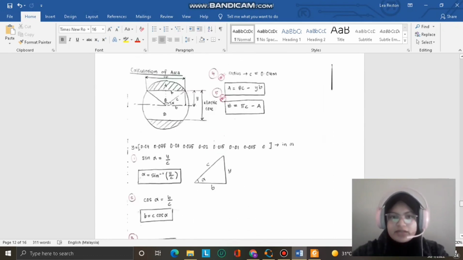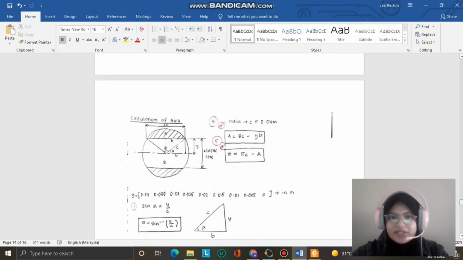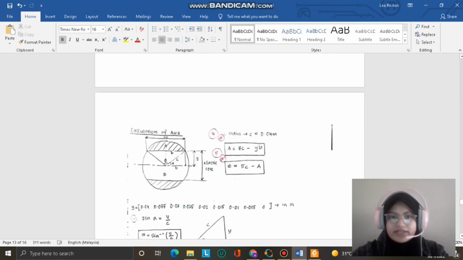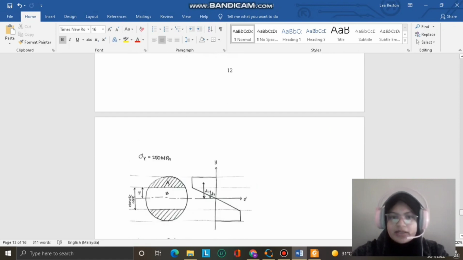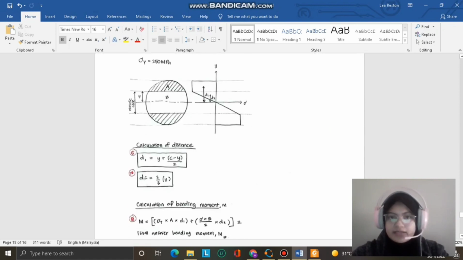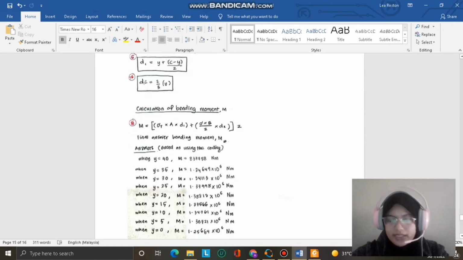Firstly, I want to find the calculation of area. To find the area, I use trigonometric functions, using the right angle triangle. As you can see here, I use the right angle triangle to find the values, so I can substitute them in the formula that I created to find my area. After finding my area, I calculate my distance, which is the distance from the neutral axis to the center of the yielded area in the stress distribution diagram, and also the triangle over here, D1 and D2. After finding my distance and area, I'll be able to calculate my bending moment.